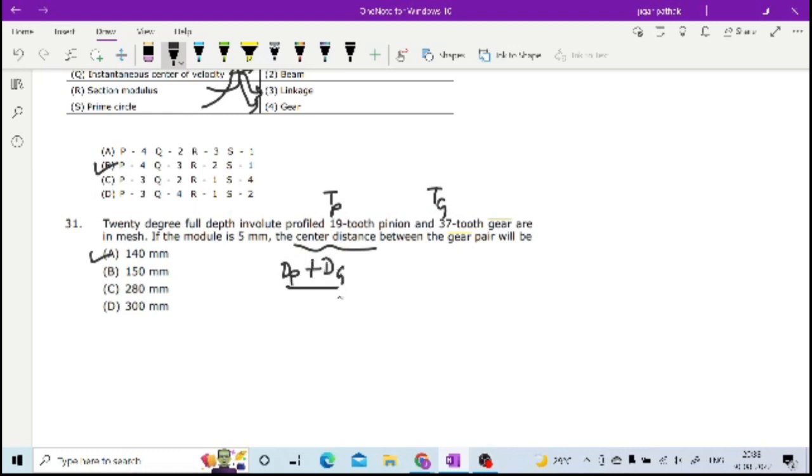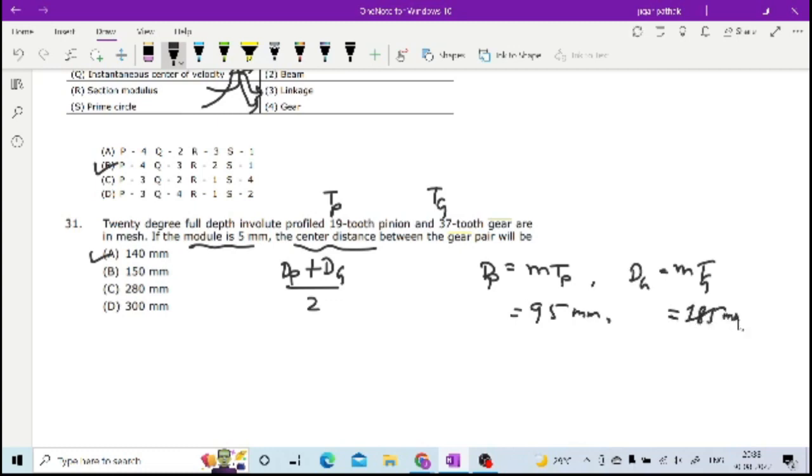Center distance is (dp plus dg) by 2, where dp is nothing but m into tp and dg is nothing but m into tg. You are provided the module m. So dp will come 5 into 19, that is 95, and dg will come 5 into 37, that is 185 mm. When you put dp plus dg by 2, you will find it as 140 mm. So it is also a simple one.